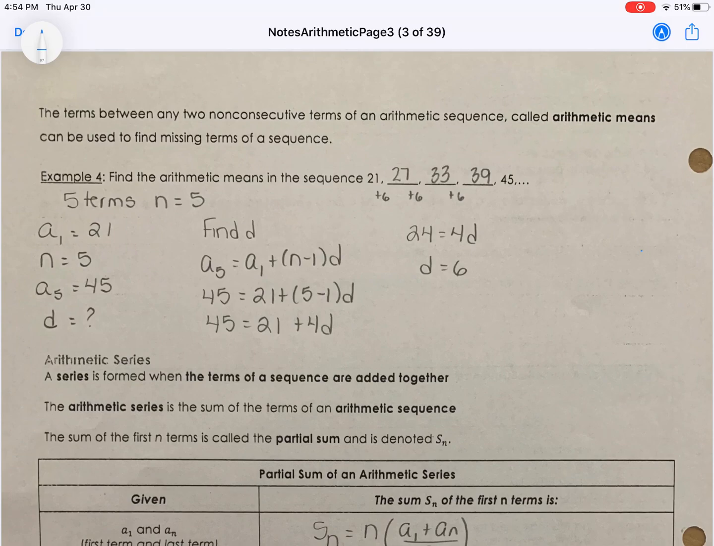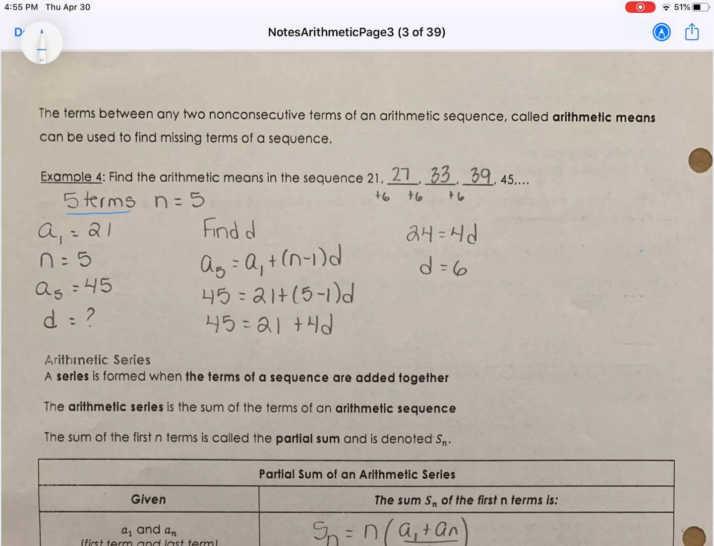All right, continuing on, page 2 of the notes. It says the terms between any two non-consecutive terms of an arithmetic sequence are called the arithmetic means. So everything in between. It can be used for finding missing terms of the sequence. So find the arithmetic means in the sequence 21, blank, blank, blank, 45. So we're finding everything in the middle.